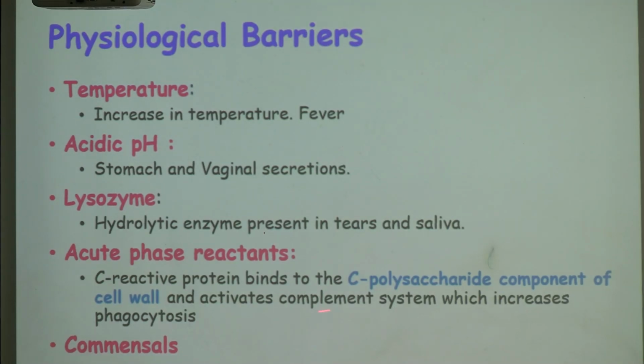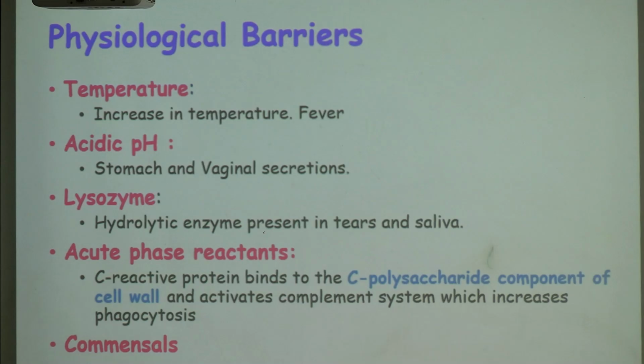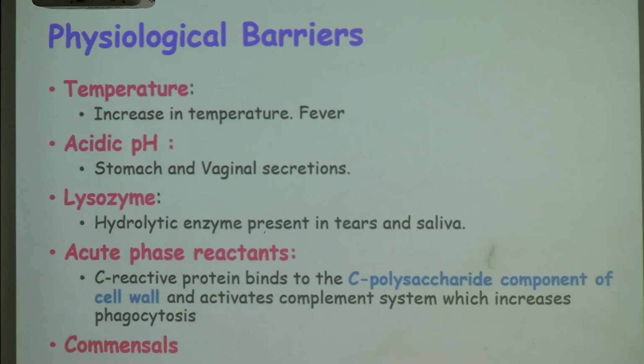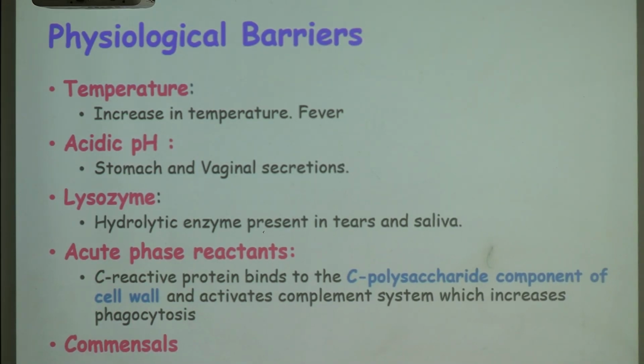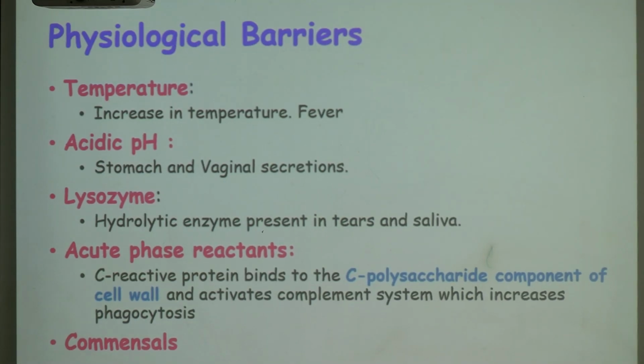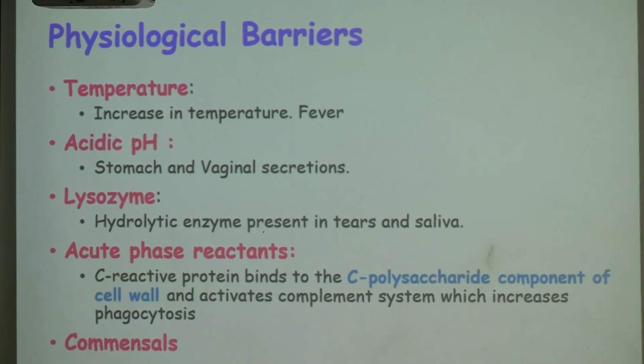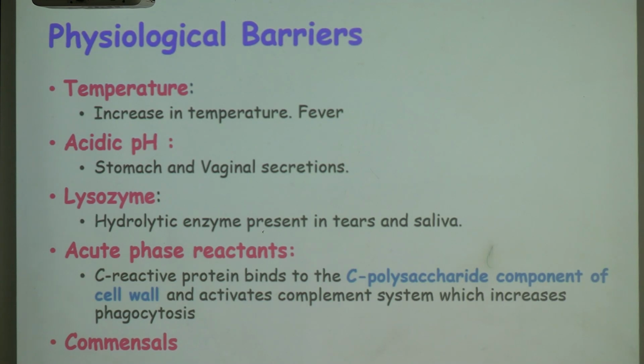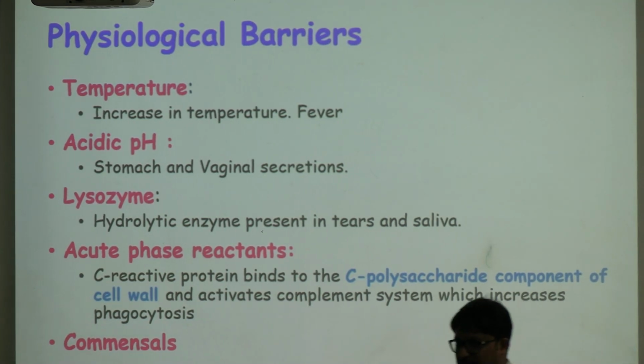We come to this. Acute phase reactants. So acute phase reactants refers to a lot of proteins, the common one being CRP. If you come across a blood report of a patient who is admitted or getting treated on an OPD basis, you will invariably come across a CRP level. So what is CRP? It is actually an acute phase reactant.